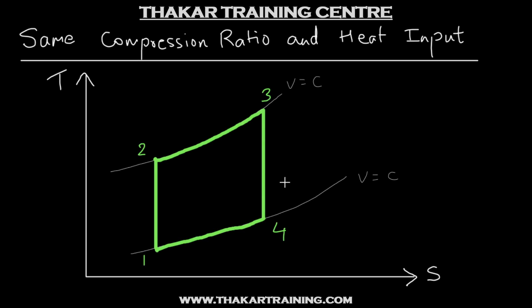Now what we want is the same compression ratio and heat input. So obviously to compare the cycles, we'll start with the same initial point. Point 1 will be the same for all the cycles across the different comparisons that we are going to do. Now when the compression ratio is the same, the isentropic compression will be the same for all three cycles, Otto, diesel and dual. So process 1 to 2 will be the same for the diesel cycle.